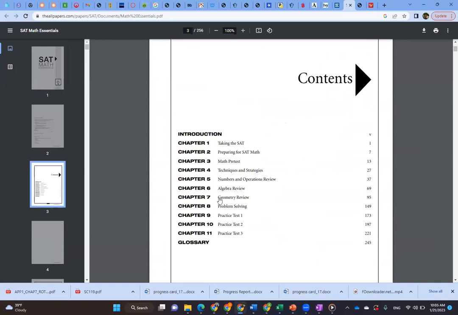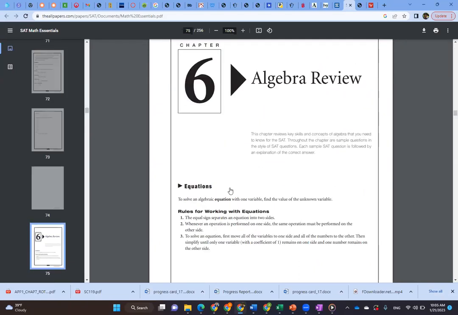So we're gonna start. This is the numbers and operations review, algebra review, geometry review, and then solving problems. So let's start with the algebra review, chapter 6, because numbers and operations is easy. Let's start with chapter 6, because the majority of SAT questions are related to algebra.